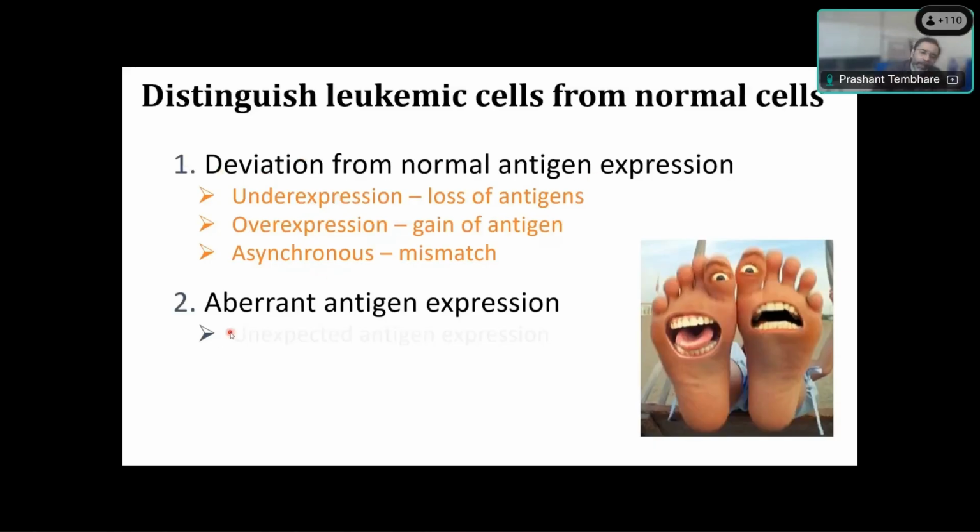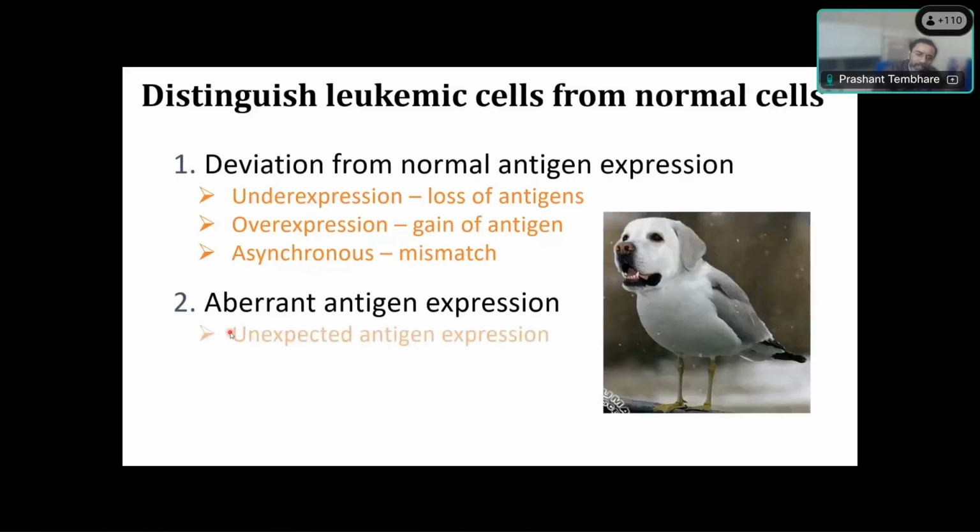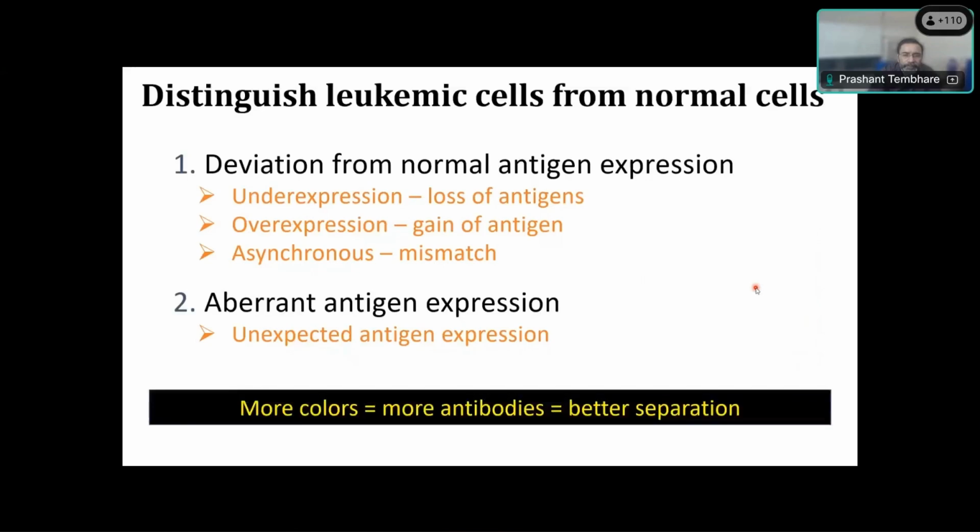Now, aberrant antigen expression, as I already mentioned, is unexpected: the antigen which should not be there at all is there. For example, a dog on a bird, which you do not see, is called aberrant antigen expression. This picture is to help remember the principle. Now, to adapt these 2 principles for MRD assessment, you cannot rely on only 1 or 2 markers. You have to use a combination of multiple markers, multiple antigens, so that you can study them.